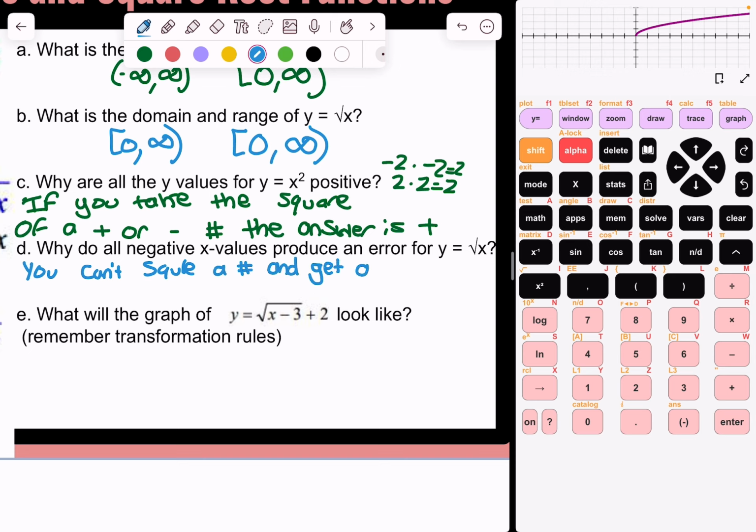So you can't do the opposite, which is the square root.